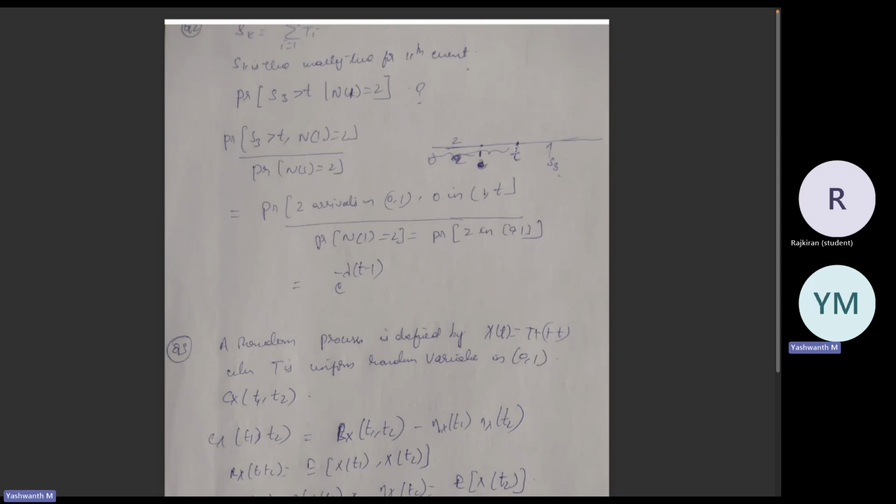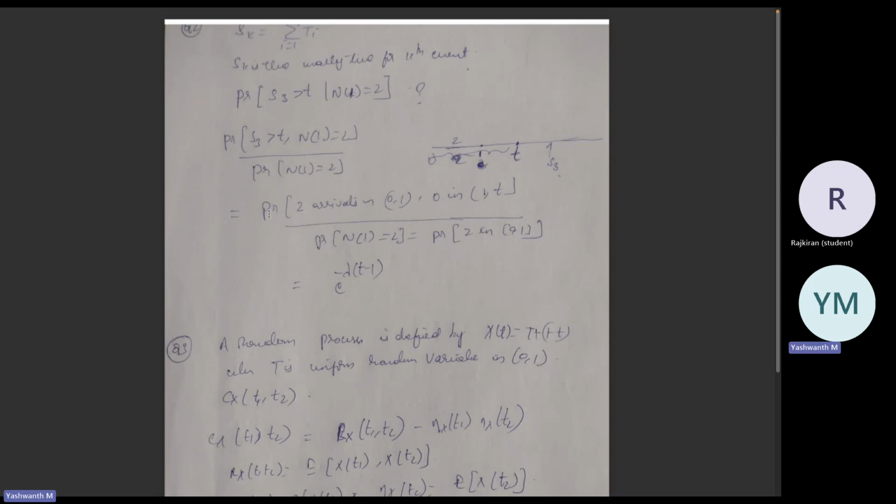And you see, t is more than 1, because you are given that till time 1, 2 arrivals have already happened. This is the same as writing S3 is greater than t, so the third arrival should come after time t. That's what I have written here. From 0 to 1 you have 2, and this is at any time t, and your S3 should come after this time t.